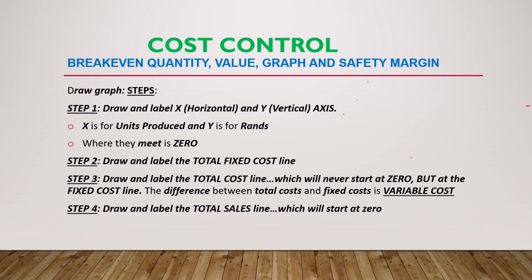Okay, let's first explain this. Remember, we said the first thing you do is to do the axis and draw the total fixed cost. After that, you draw the total cost, which starts from this one. We should never start at zero, but at the fixed cost line. So the difference between the total cost and the fixed cost will be your variable cost. And then after that, you draw the total sales, which will always start at 0. Okay, we already explained that.